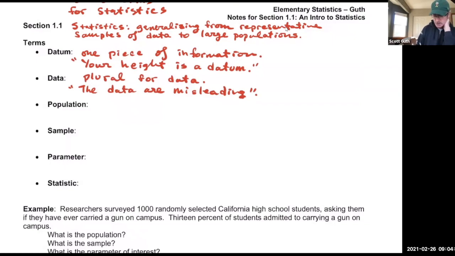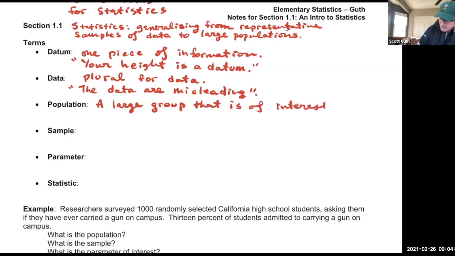So it's all good. Population is a large group that is of interest, but too large to study completely. If it's not too large, technically you're not doing statistics. So in this context, it's too large.